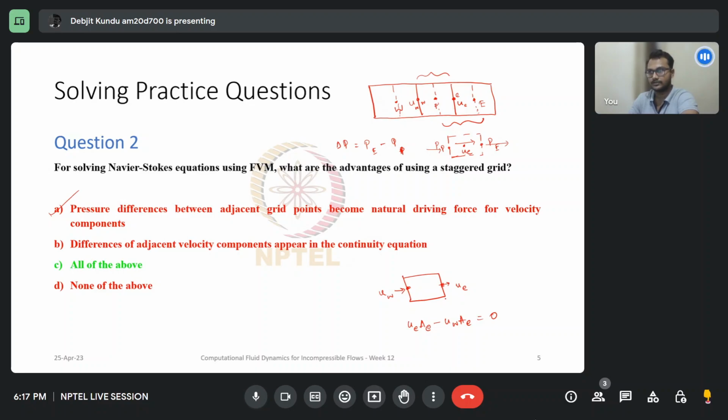So for this cell, cell P, I have the exact velocities at the cell faces, and that's a much better estimate of the continuity equation for this particular control volume. In 2D, similarly, I'll have the velocity components over here and here. So that's why this statement is also true, and since both of them are true, option C, all of the above, would be the correct answer, and none of the above will be incorrect. So that's why option C would be the correct answer for this case.